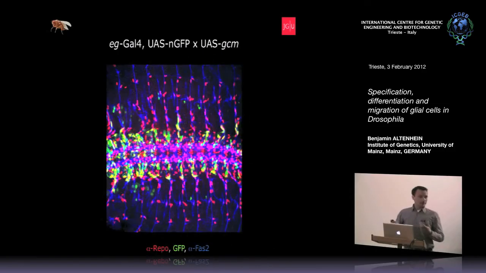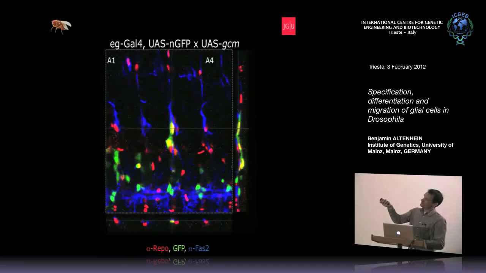So I did the same experiment, transforming neurons into glia, ectopically expressing GCM, the same experiment as we did for the microarray. In this case, we're using Eagle Gal4. And as you can already see here, there are ectopic cells. They should have become neurons, but now become glia, and they migrate into the periphery. So yes, indeed, we can transform neurons into peripheral glia that migrate as if they were endogenous peripheral glia.